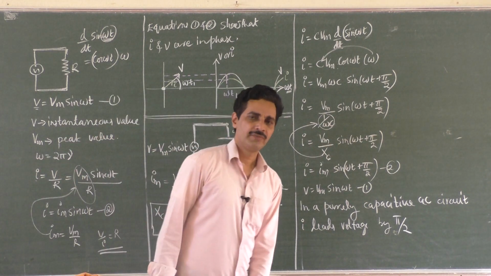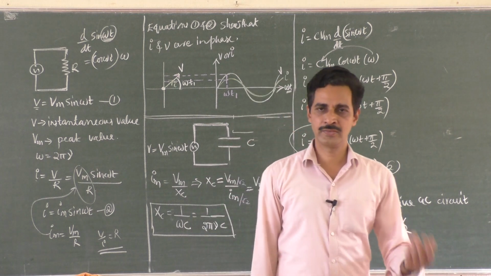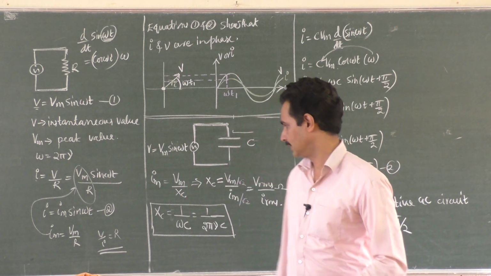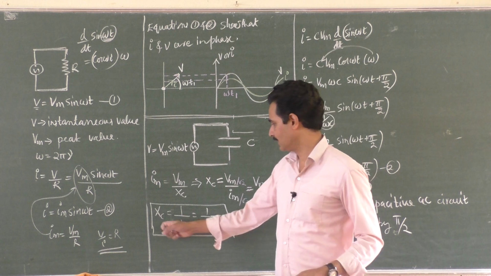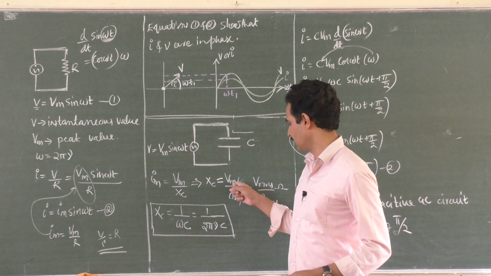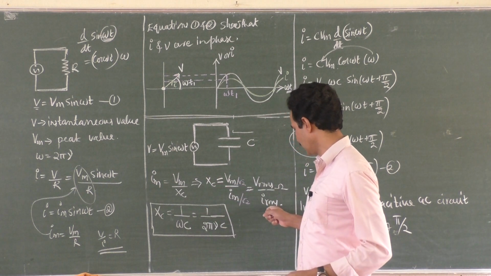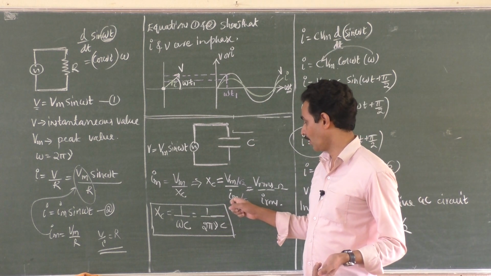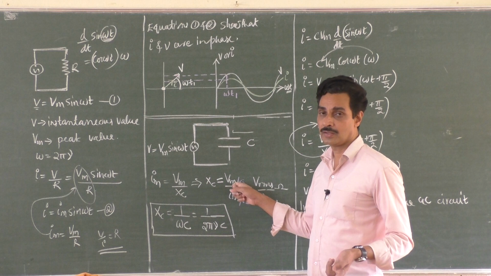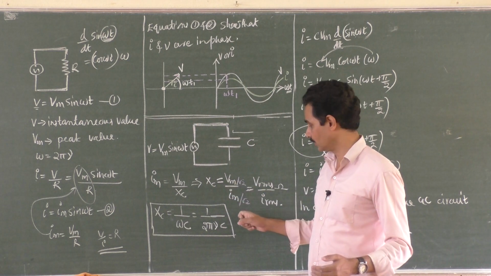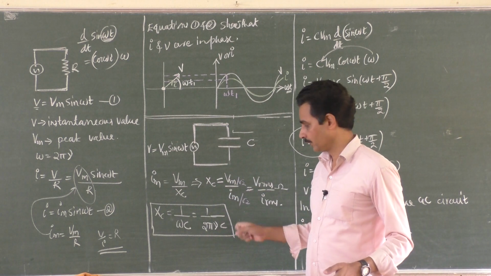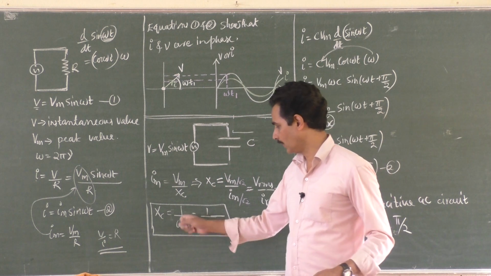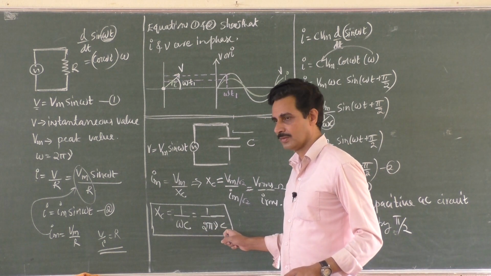Now you see this equation. If you are asked to define what is capacitive reactance, you can define it like this. Capacitive reactance is the ratio of RMS voltage across the capacitor to the RMS value of current through it. Capacitive reactance is the ratio of peak value of voltage across the capacitor to the peak value of current through it. Capacitive reactance is 1 by omega c or 1 by 2 pi nu c.